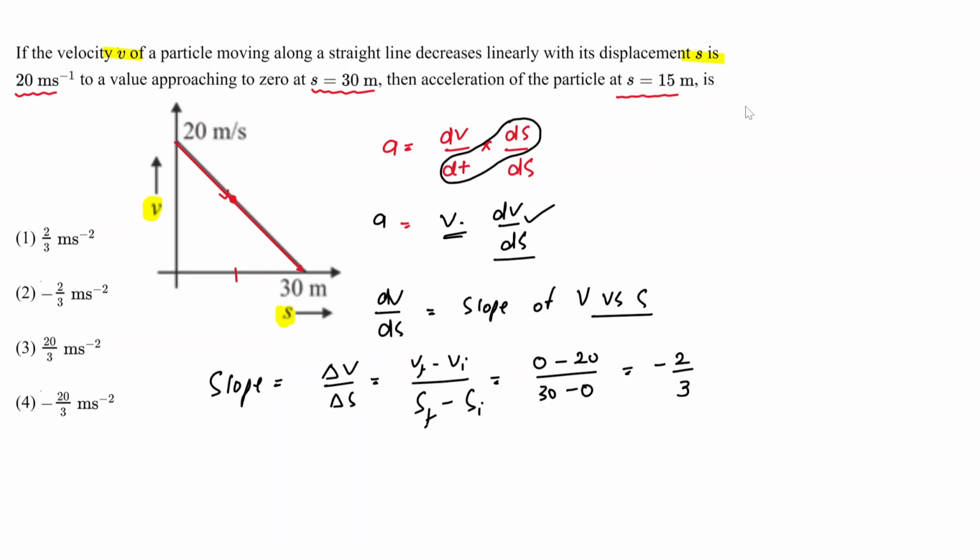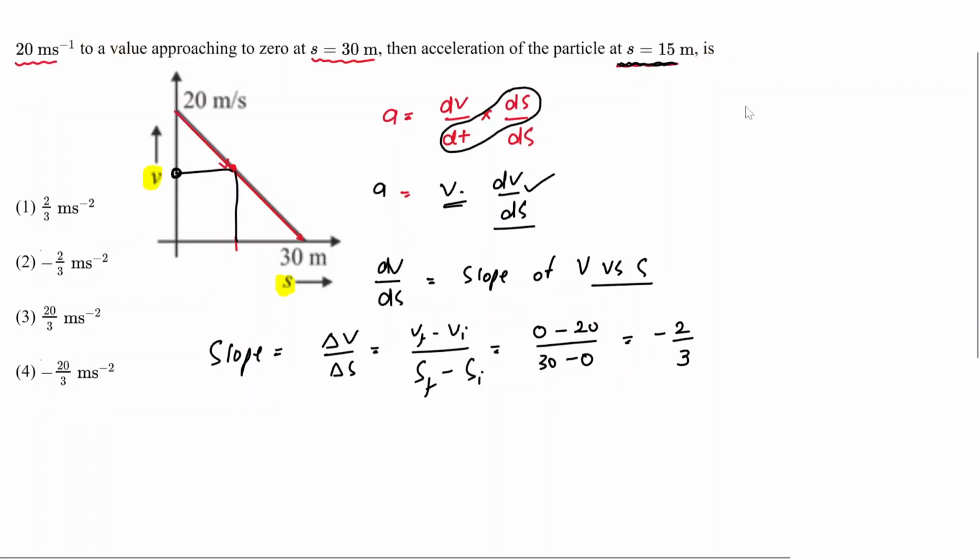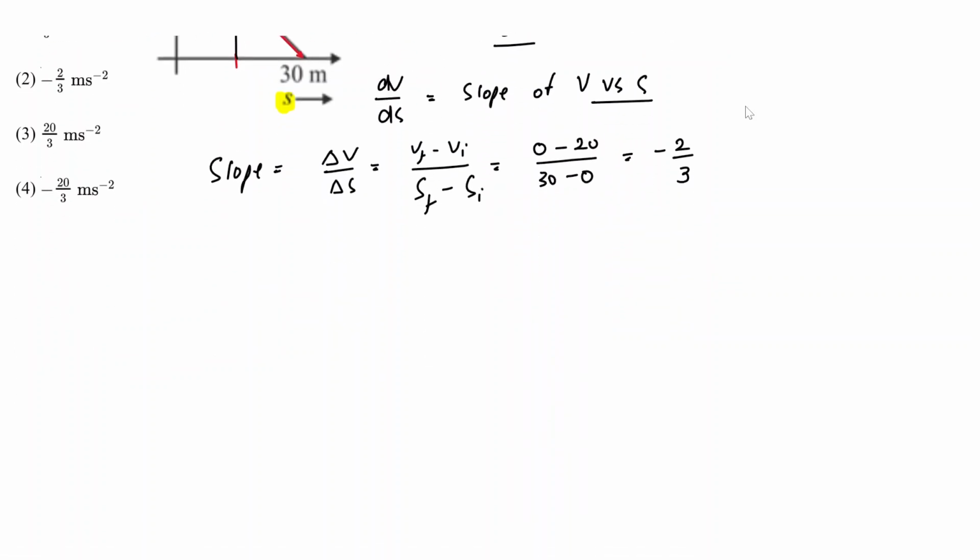This is velocity. Which velocity are we talking about? Because the velocity is a function of displacement, it is continuously changing. So we have to find the velocity at this displacement. At s equals 15, we have to calculate the velocity. So we are asked what is the velocity at this point. This value is asked.